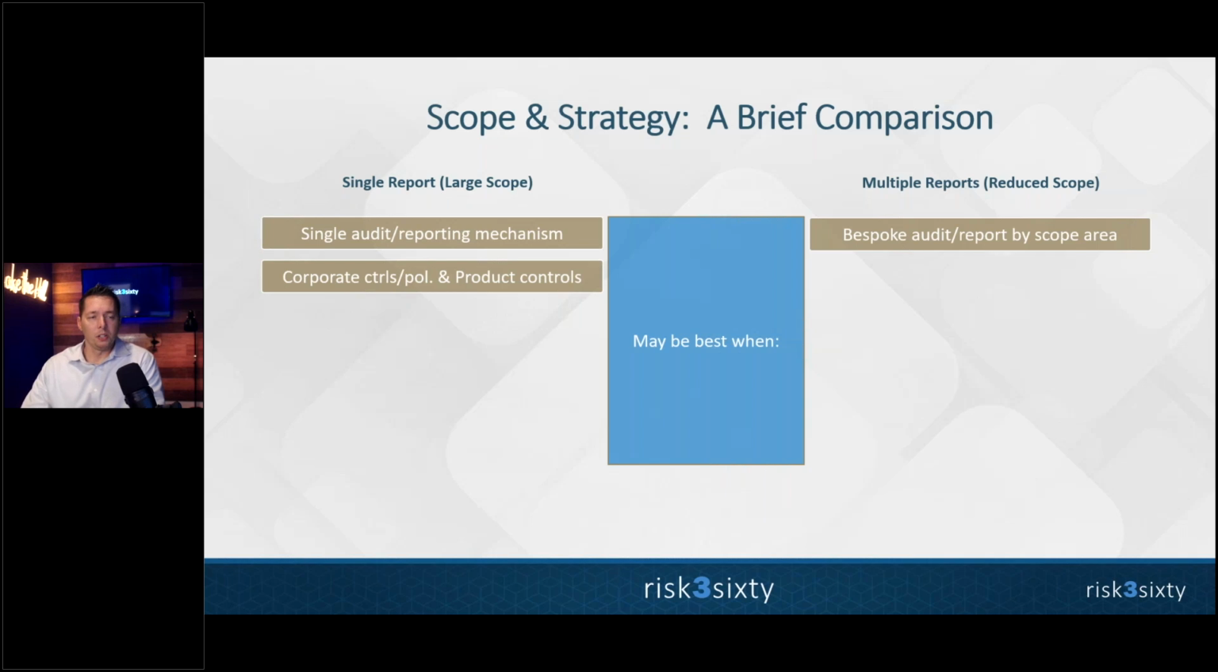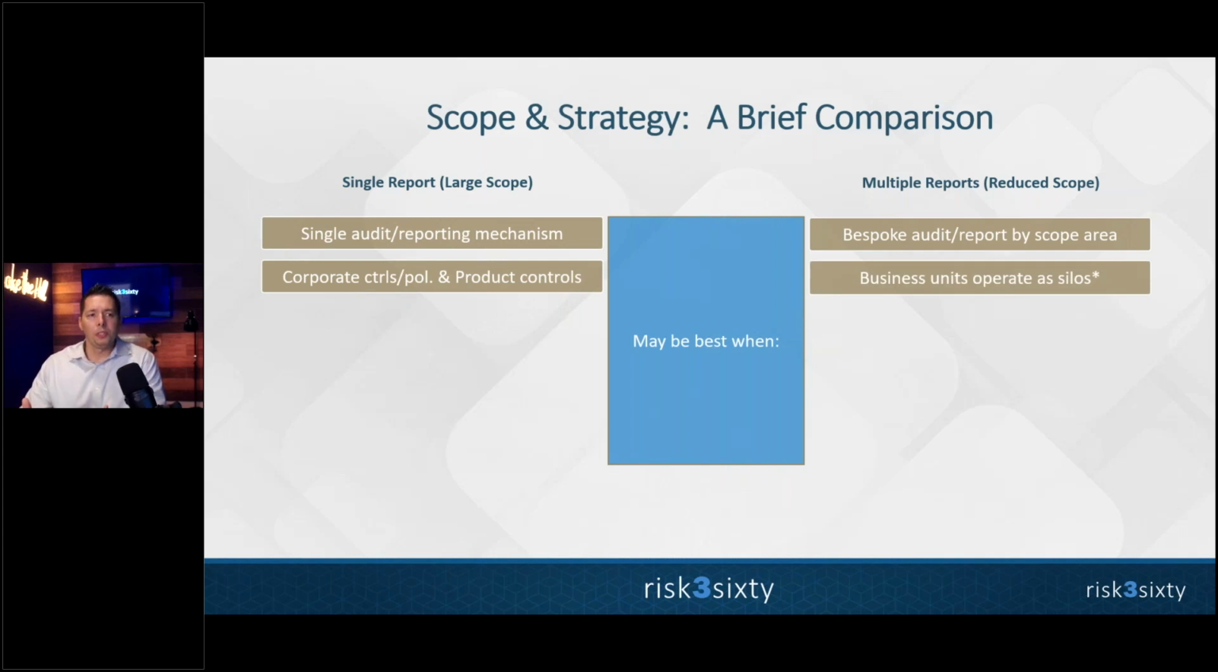And then the product controls related to engineering, change management, those would be tested at the product level or the business unit level. So sometimes that lends itself well to having a larger report where you've got controls that are tested once at the corporate level, and then controls that are tested multiple times based on the scope of the different products or business units, where controls may be operated differently or where there's just multiple areas of scope to assess.